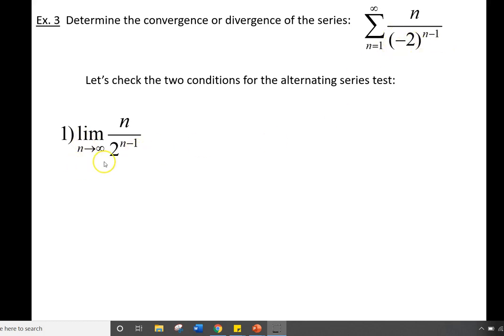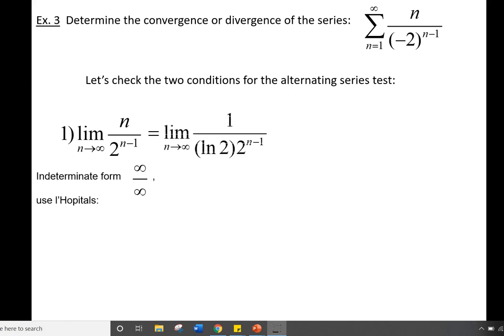We want to look at the limit of this sequence as n approaches infinity. So what's going on here? We could use L'Hopital's rule if we want to, and if we use L'Hopital's rule, we get 1 for the derivative of the numerator. The denominator, we did exponential functions back in chapter 5. The derivative would be the natural log of 2 times 2 to the n minus 1, and that limit, of course, would be 0. However, if you didn't use L'Hopital's rule, it's not a big deal.